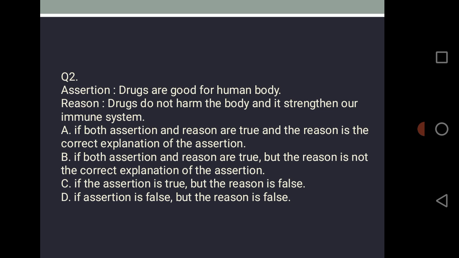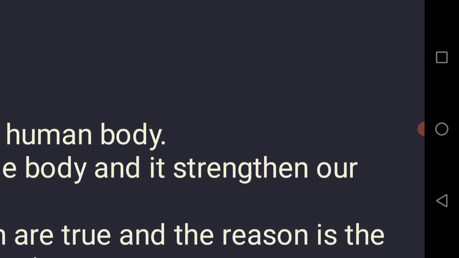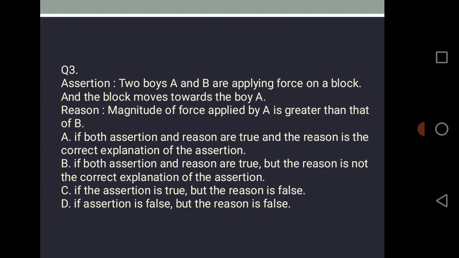Now, our question number three is assertion. Two boys A and B are applying force on a block and the block moves towards the boy A. Reason is magnitude of force applied by A is greater than that of B.